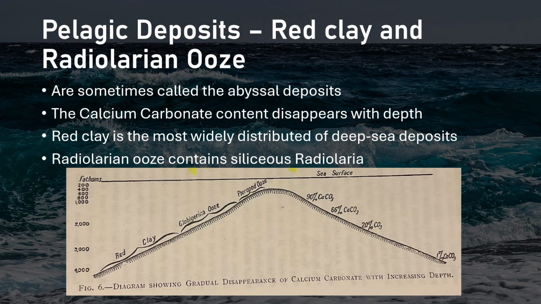The last two sediments are the red clay and the radiolarian ooze. They are sometimes called the abyssal deposits since they occupy the greatest depths of the ocean floor. The radiolarian ooze may in fact be regarded as a local variety of the red clay. It differs in containing a large number of siliceous remains, the shells of radiolaria.